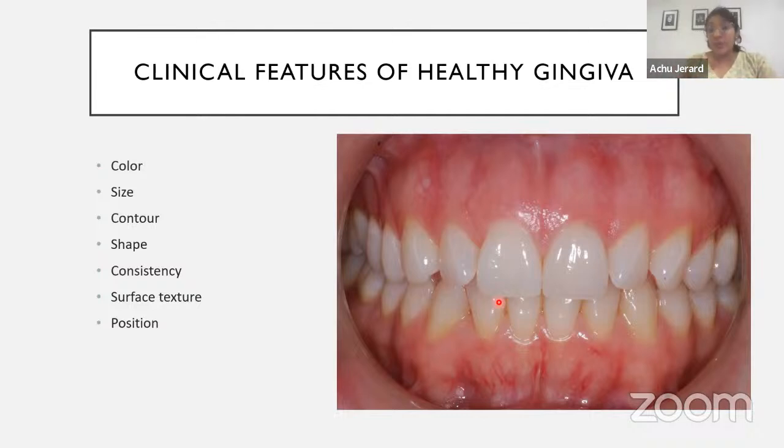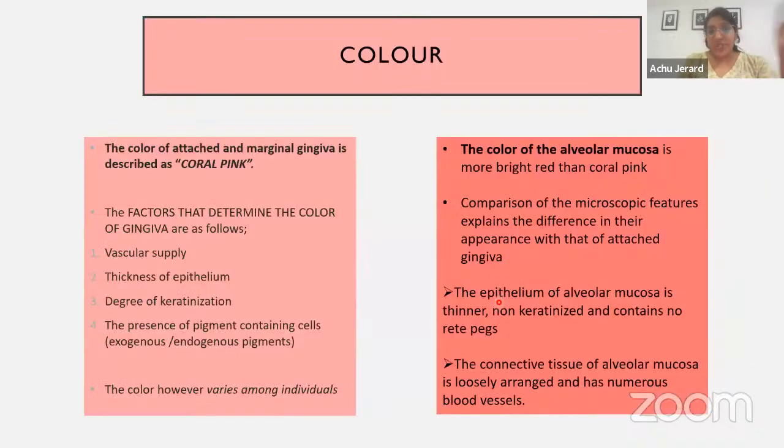But you have to know why it is coral pink and what are the factors that determine the color of the gingiva. There are basically four factors. What are the four factors? The thickness of epithelium, the degree of keratinization, then underlying vascularity, and then the physiologic pigmentations. So these are the four factors that determine the color of gingiva.